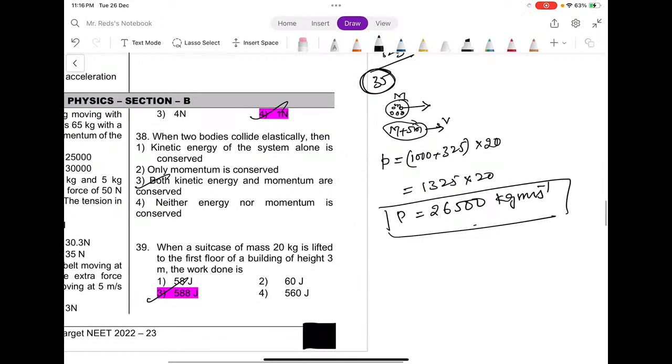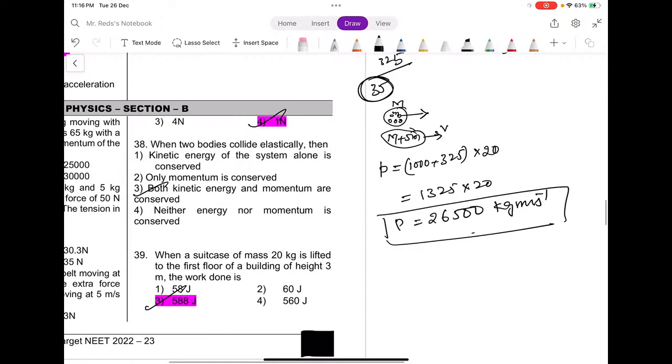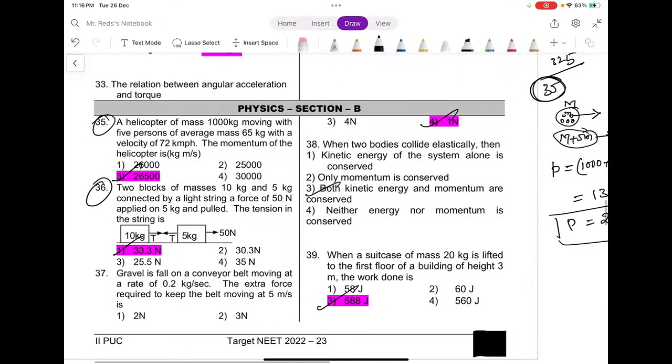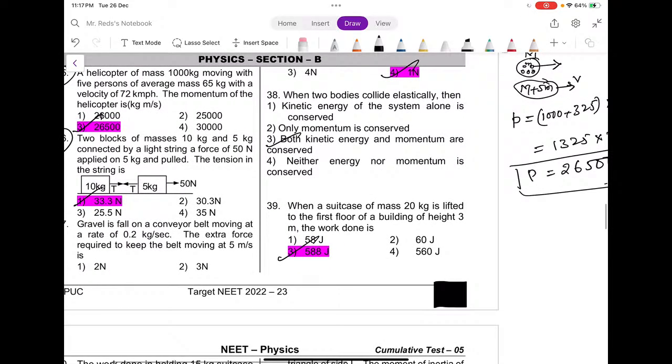Question number 36. You can just go through this. Nothing is there. This is a simple one. 35th one. Next, 36th one. It is given that two blocks of masses 10 kg and 5 kg are connected by a light string, and a force of 50 Newton is applied on the 5 kg block and pulled. The tension in the string is. For this kind of questions, to answer, you have to draw free body diagrams and you have to write equations of motion. How? We have discussed it already. Now you can just go through it briefly.